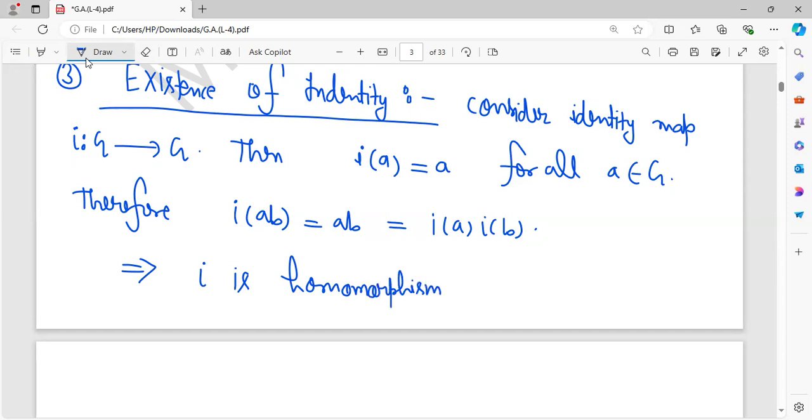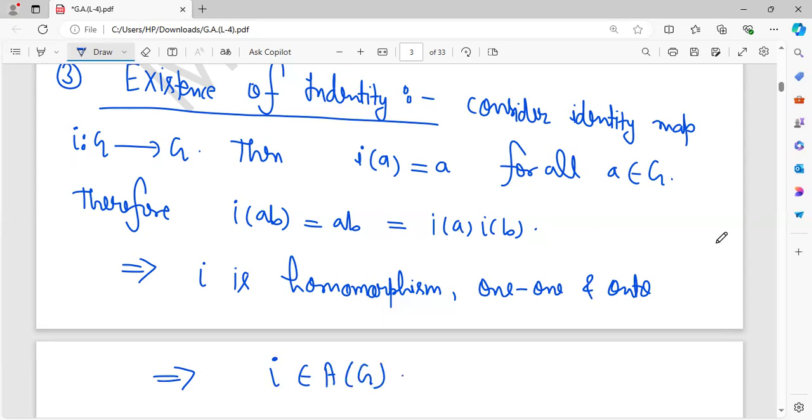I is a homomorphism. You can check because I maps a to a, which is 1-1 and onto. So the identity map is always an automorphism. So this implies I belongs to AG.